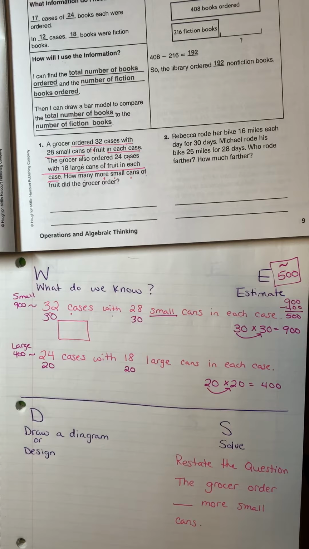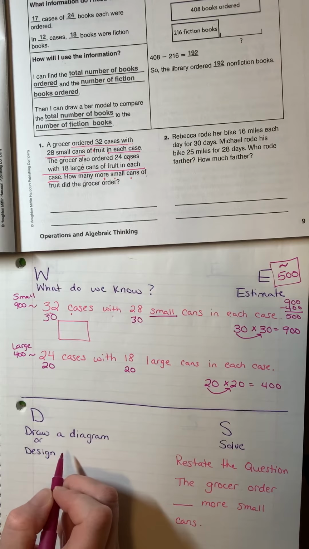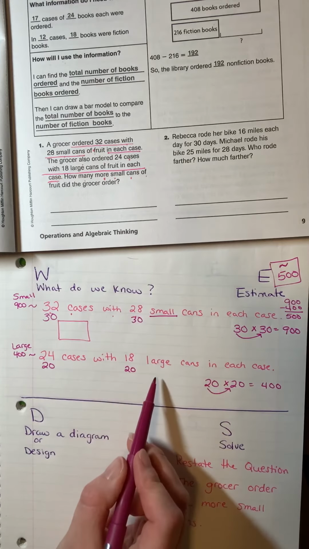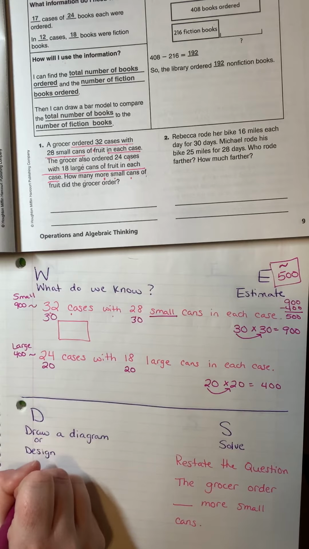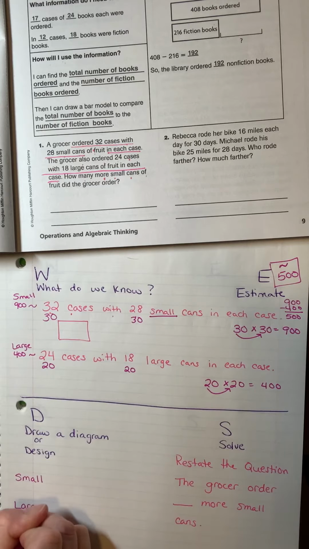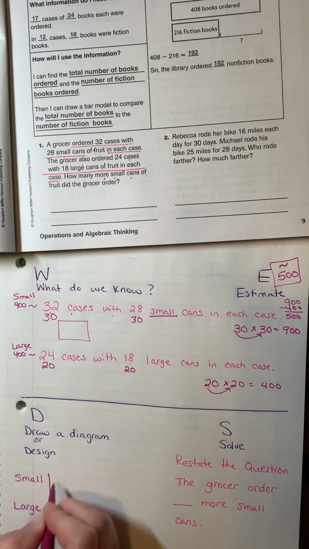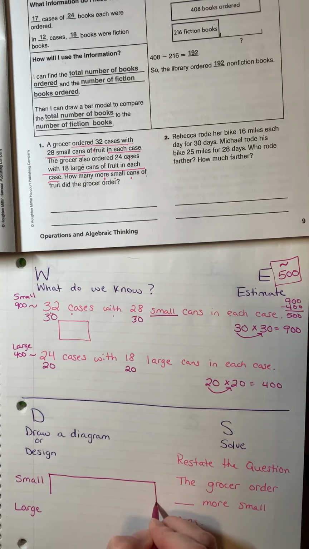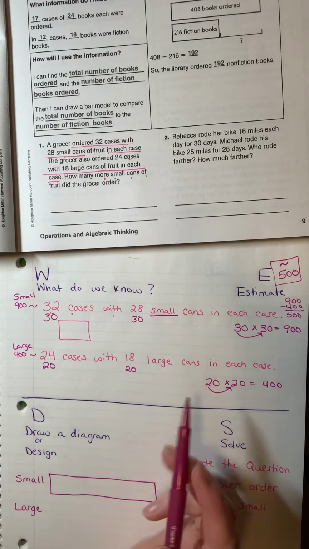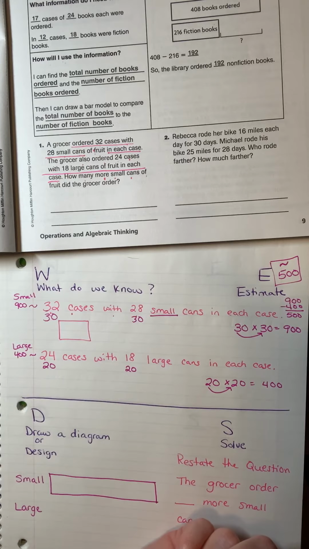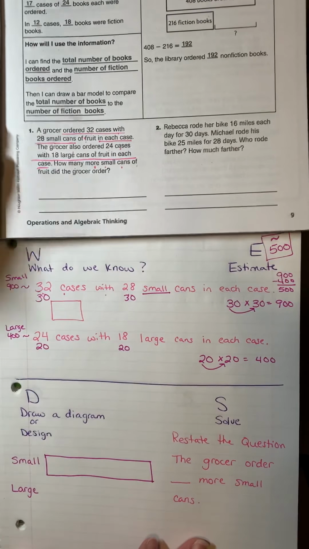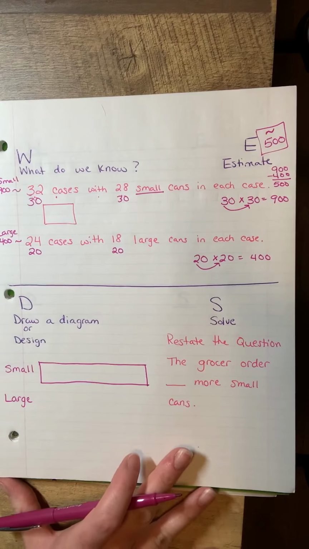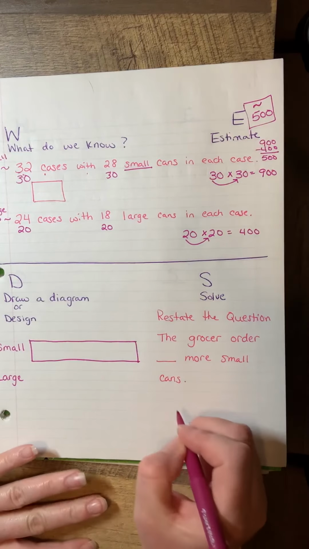My next part wants me to draw a diagram. You can solve this any way you want to, but I know that I'm comparing the small with the large, so I'm going to put small and large. Let's see how many small cans I have. Well, if I have 32 times 28, what method or strategy do you want to use in order to solve that? I'm going to slide this out of the way so I can move this up some. I'm going to solve it using the area model.